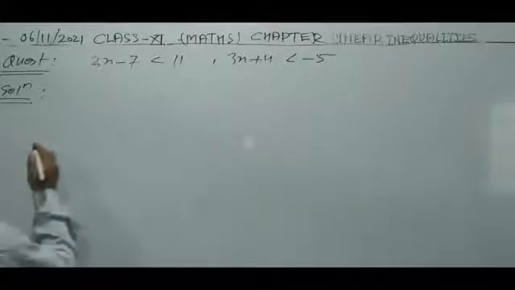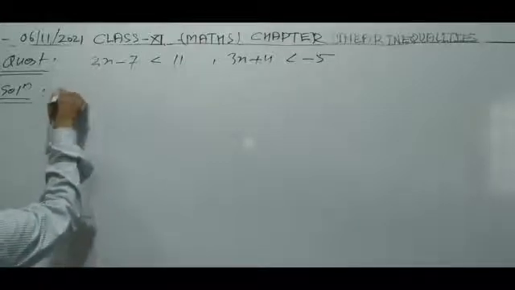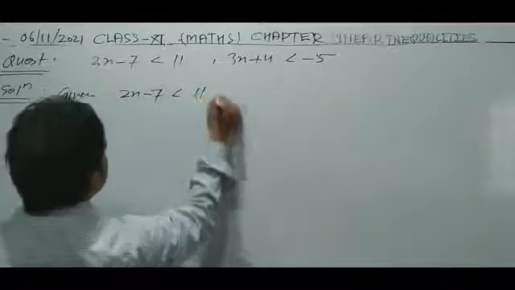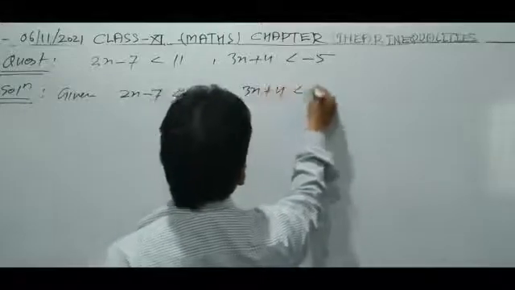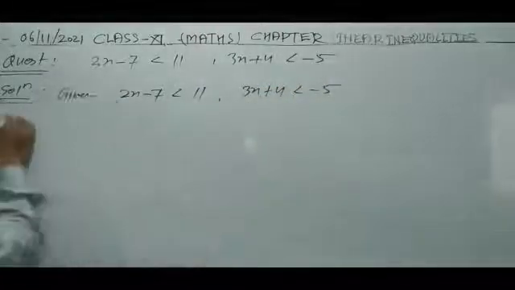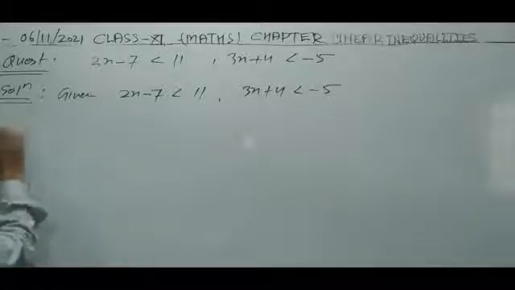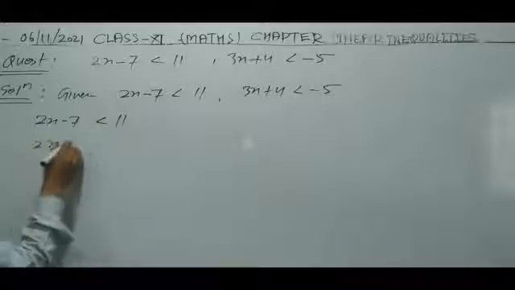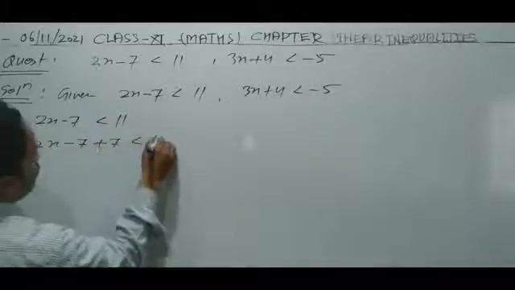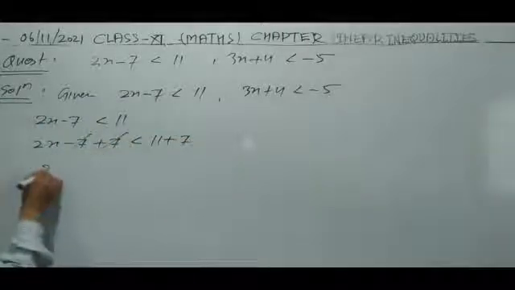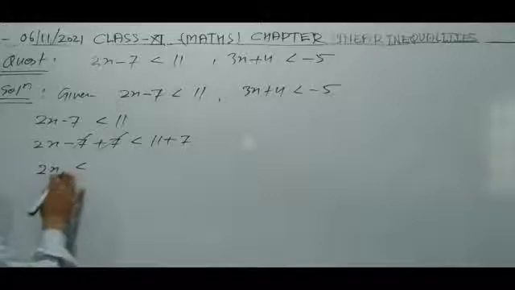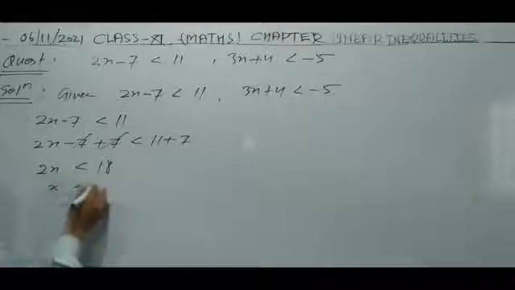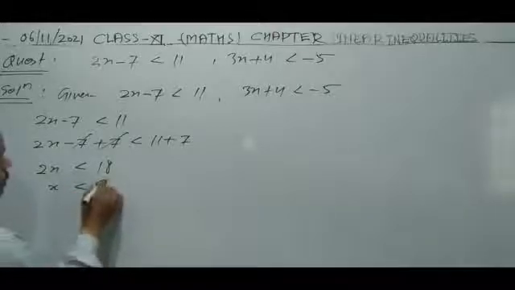So in this question, again we have to take the first inequality. Given 2x minus 7 is less than 11 and 3x plus 4 is less than minus 5. Since 2x minus 7 is less than 11, this implies 2x minus 7 plus 7 is less than 11 plus 7. So this term will cancel out. Now 2x is less than 18. Now divide by 2 on both sides. So the result will be x is less than 9.